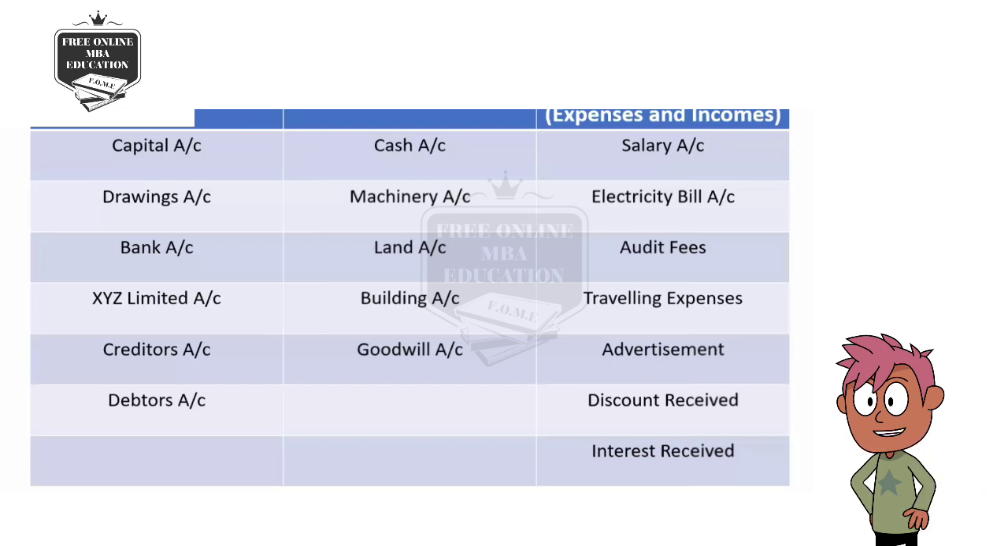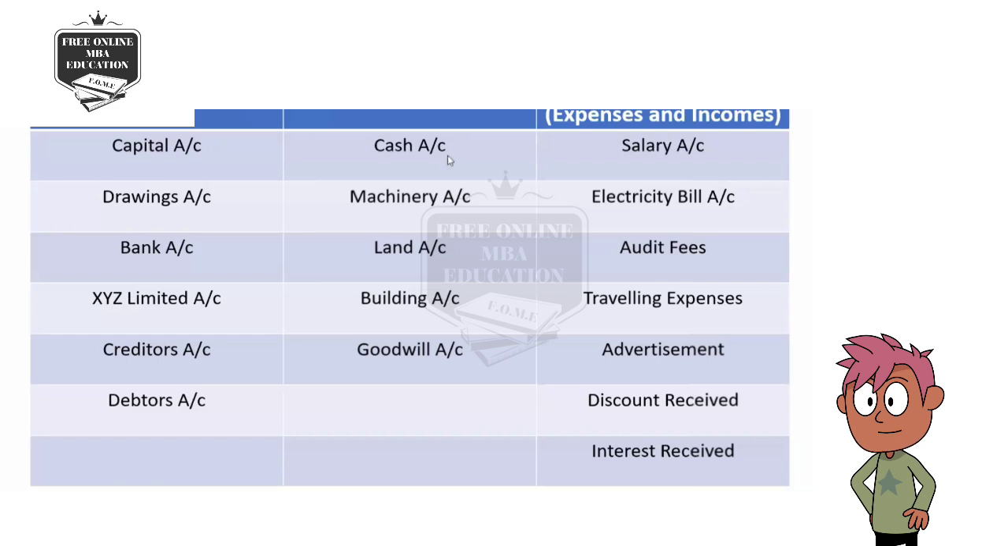Golden rules you are supposed to learn and remember, and journal entries won't be so easy to pass if you do not know the golden rules. So let's immediately learn all these rules. Personal account rule: debit the receiver, credit the giver. Real account rule is debit what comes in, credit what goes out. And nominal account rule is debit all expenses and losses, credit all income and gains.